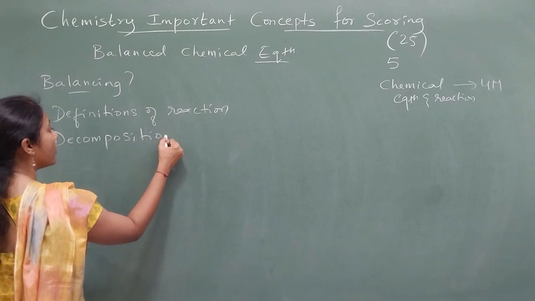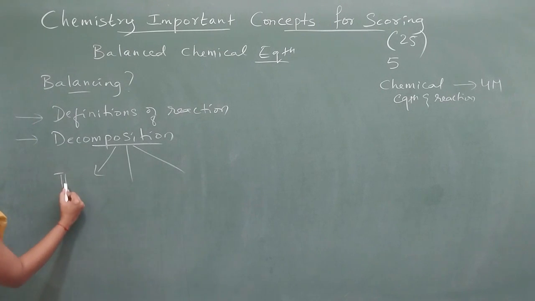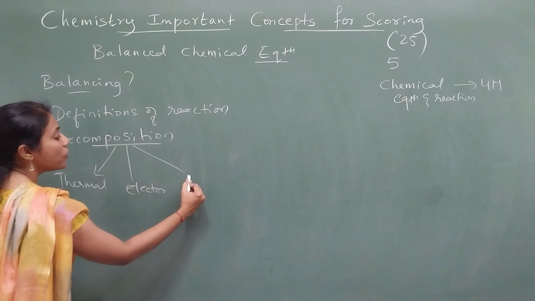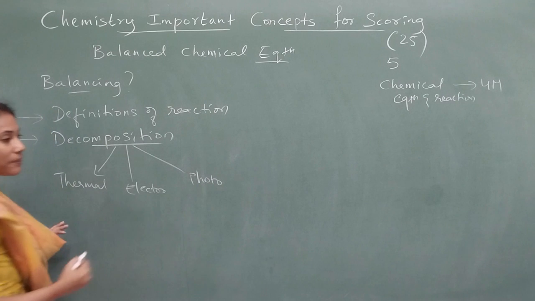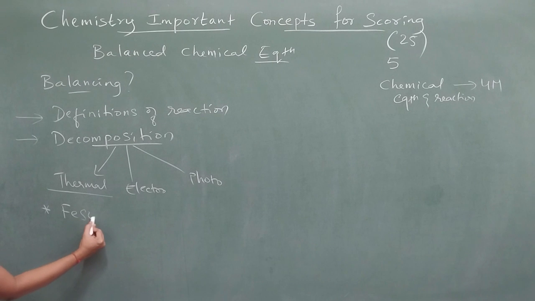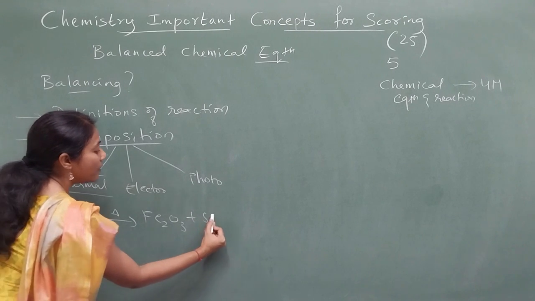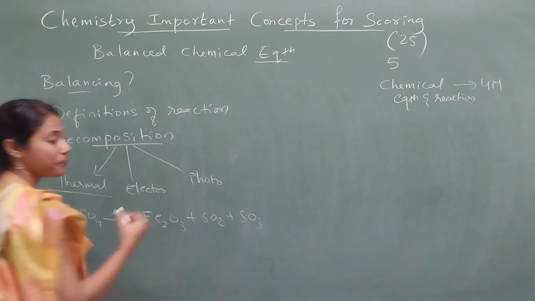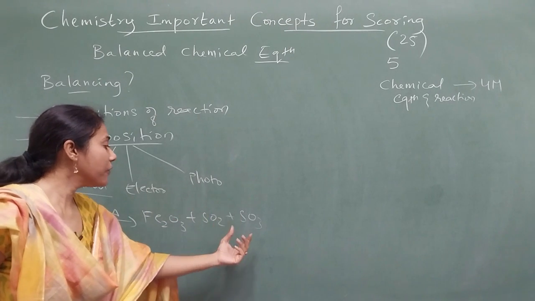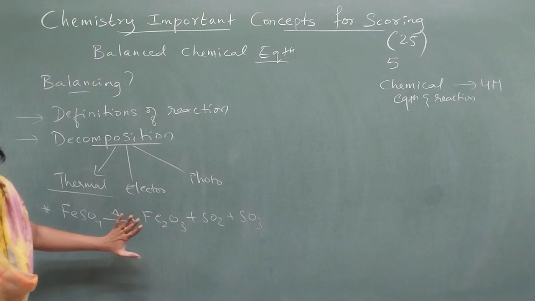Decomposition reactions. Okay, so there are 3 types of decomposition reaction, isn't it? So you have thermal decomposition reaction, you have electrolysis, and you also have photochemical decomposition. Okay, so for thermal decomposition, you have 2 examples. See, ferrous sulfate, when heated, you will get ferric oxide plus sulfur dioxide plus sulfur trioxide. Okay, see, you need to know the type of gases, the smell of gases, the color of the product. On this, an MCQ question can be framed and asked.